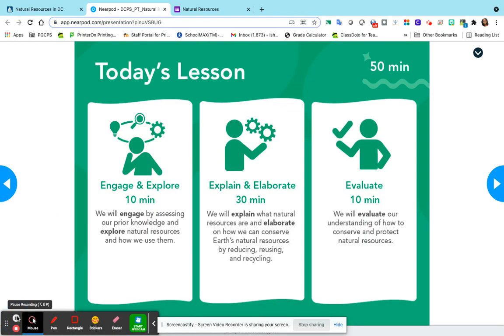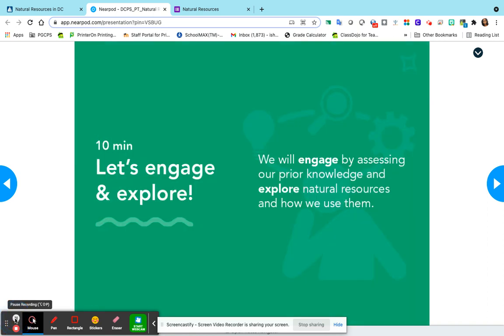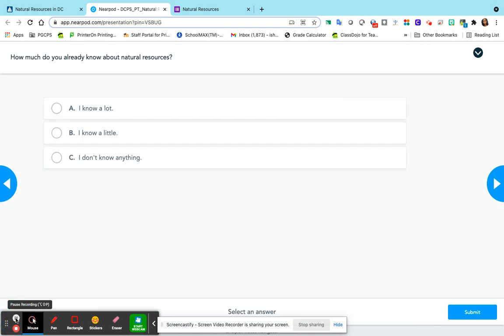This lesson has 3 parts. First, engage and explore. Second, explain and elaborate. And lastly, evaluate. To engage students, we will assess their prior knowledge and explore natural resources and how we use them. Students will complete a poll.